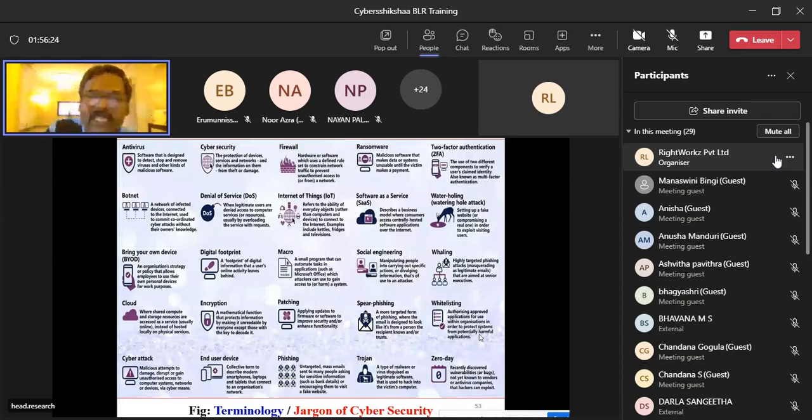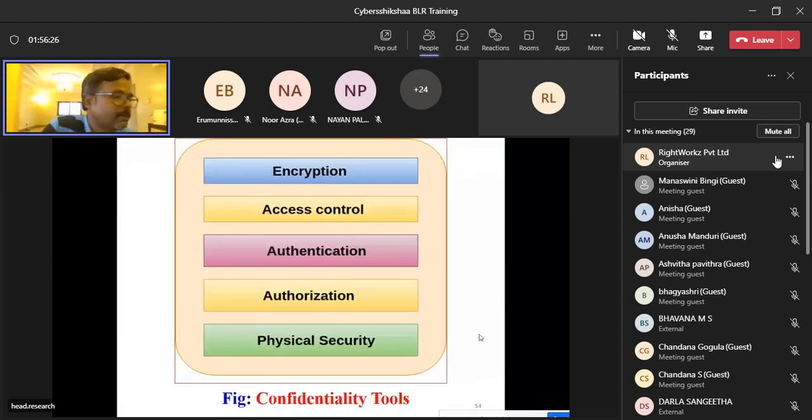Confidentiality tools are 5 types. Encryption. Encryption is a mathematical terminology and we are converting text to number, number to text. That is called encryption. Access control. If you are an authorized person for cyber siksha training, then our HR is allowing you, you are an authorized person. He is giving access control.